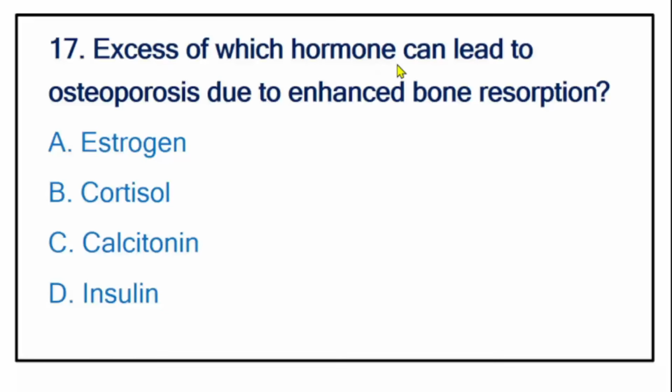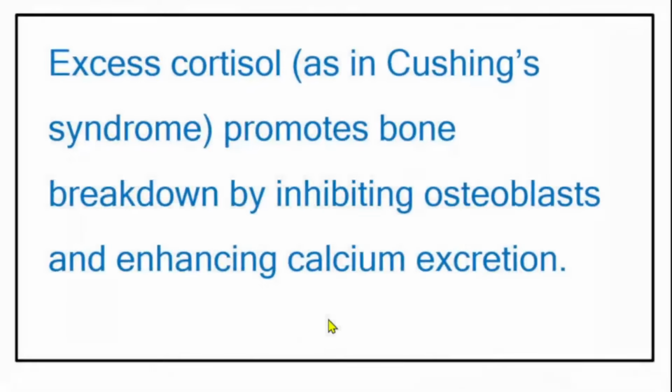Excess of which hormone can lead to osteoporosis due to enhanced bone resorption? Estrogen, cortisol, calcitonin, insulin. The correct answer is cortisol. Excess cortisol, seen in Cushing syndrome, promotes bone breakdown by inhibiting osteoblasts and enhancing calcium excretion. So that will lead to osteoporosis.